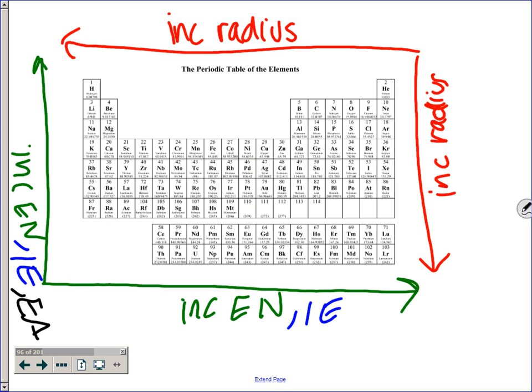Oh, sorry, no, hold on. Bryce's group, I don't think I got you guys. It generally increases from left to right, so it's following the same directional trend as electronegativity and ionization energy.